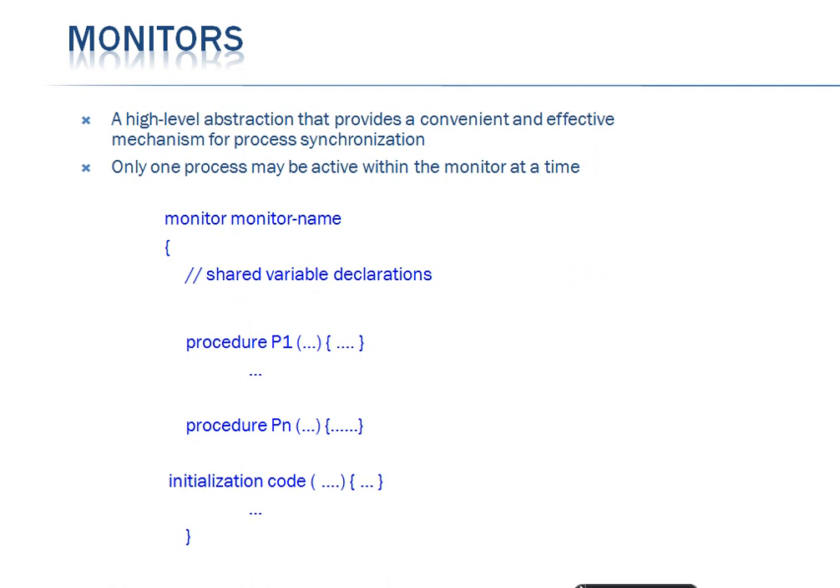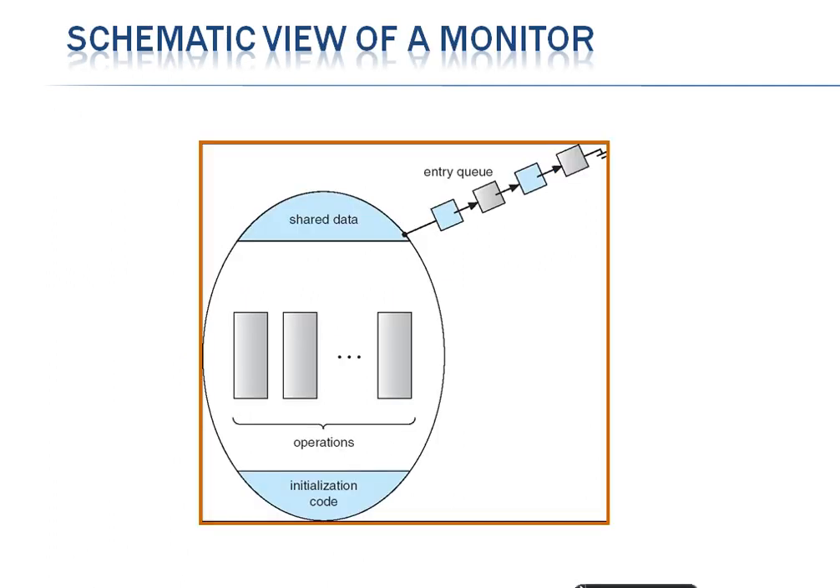Okay, so here we have procedures, procedure 1 and their declaration, procedure 2 and so on, their declaration, and there it also includes the initialization code. So this is the general structure of a monitor. Now here we have a schematic view of a monitor. Here you can see the shared data section, then the operations associated with this data, and the initialization code.